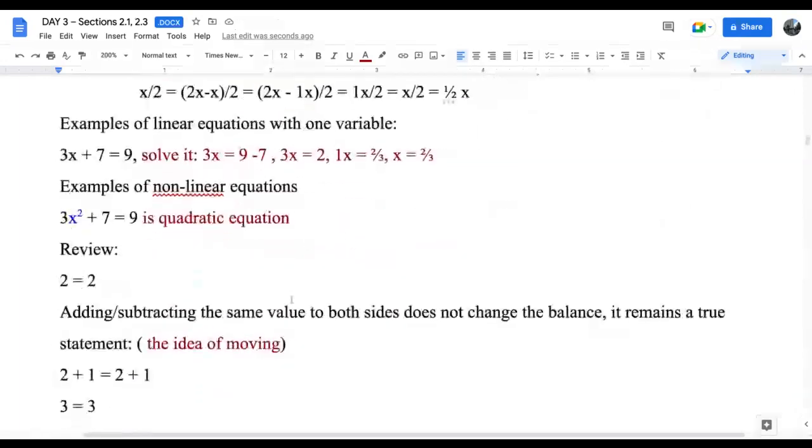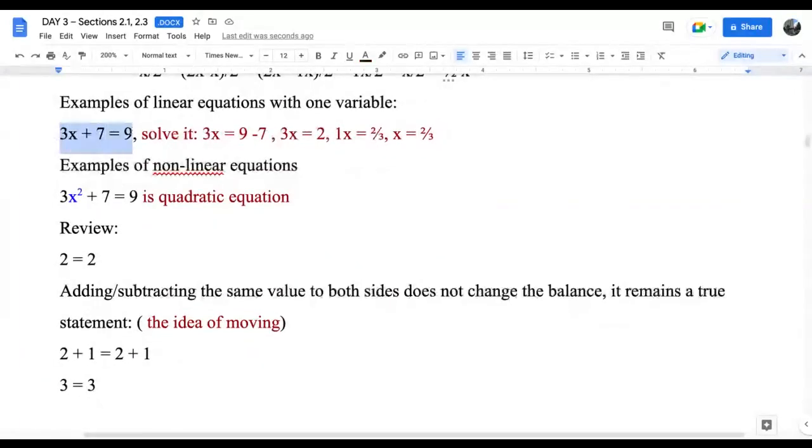Let's see this example. We want to solve this equation. 3x plus 7 equals 9. So we have 2 terms on the left, we have 1 term on the right. Now we want to move the 7 because we want to solve for x. So we want to single out this term. So we move 7 to the right-hand side, it becomes negative. So 9 minus 7, that's 2. 3x equals 2. Now we divide by 3 on both sides. So we get a 1x equals 2 divided by 3, which is 2/3. So usually we write it as x equals 2/3.